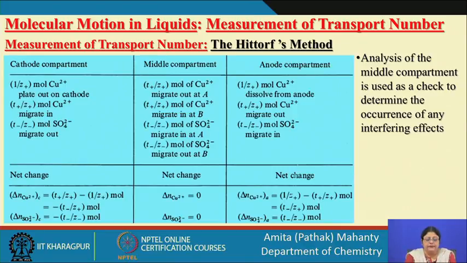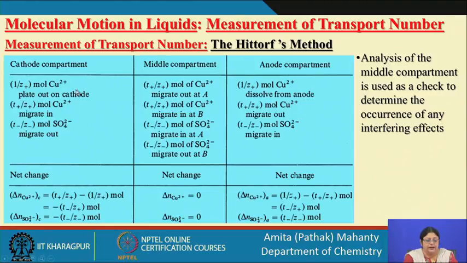What is happening is we are in cathode compartment, we are having 1 by Z plus moles, Z is the charge of the cation which we are dealing with. So, 1 by Z plus moles of copper ions plated is deposited or plated on the cathode. Okay. And in the anode compartment, we have 1 by Z plus ion, that is Z is the charge of the ion which is cation which is getting dissolved from the anode.